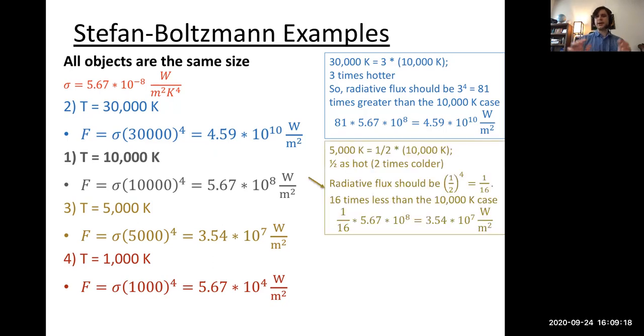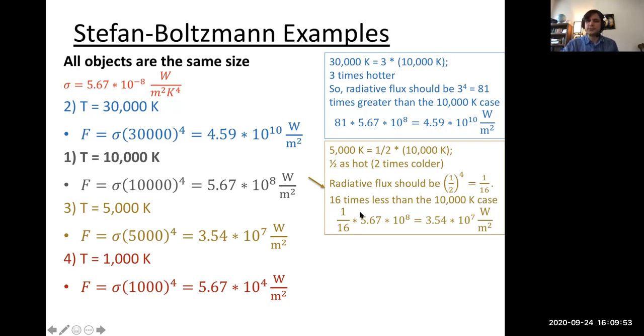Okay, let's do another example. Let's do this 5,000. Sorry, that arrow is pointing in the wrong place. I should have dragged it down. So for this 5,000 one, 5,000 is half as hot as 10,000. It's 1/2 times 10,000. It's 1/2 as hot, 2 times colder. So the radiative flux should be 1 divided by 2, the ratio of the temperatures, raised to the 4th power. And so 1 to the 4th is 1, 2 to the 4th is 16. That's 1/16, the number. That's the same thing as saying 16 times less than the 10,000 Kelvin case.